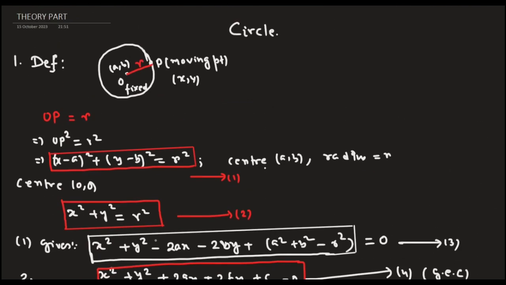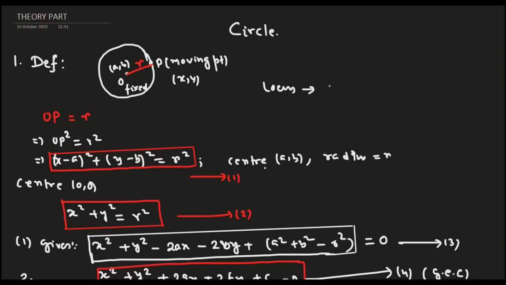So in point number 1, I gave the definition of the circle as a locus: a point moves in a plane such that its distance from a fixed point is always fixed. Then this is the locus, that is, the path traced out by the moving point.